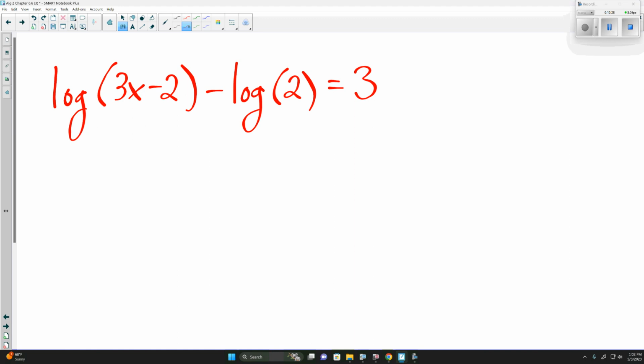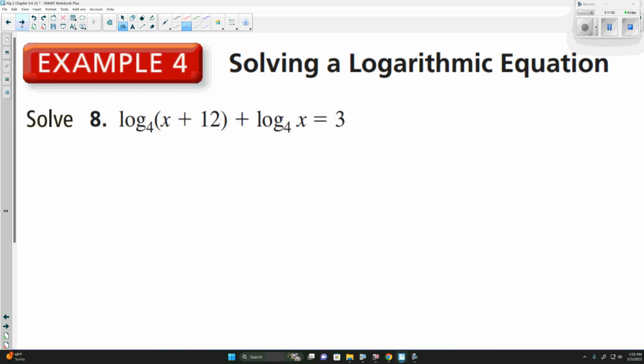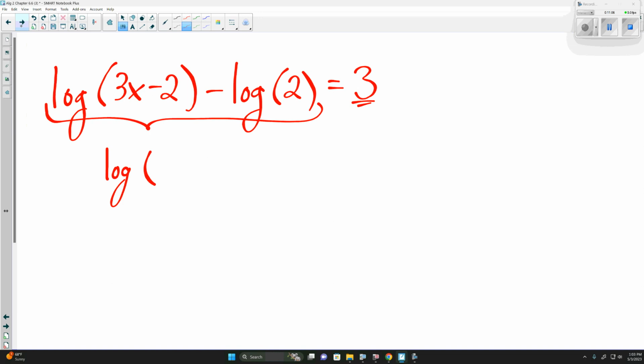Now again, just like before, since we have multiple logs and then a number that doesn't have a log, I need to get these 2 logs condensed down into 1. Now, whenever we add 2 logarithms, we can rewrite it as a single logarithm with what's inside being multiplied. If we're subtracting 2 logs, we would simplify it down to 1, but what's inside would be divided. So if addition was multiplication inside, what would subtraction be? Division.